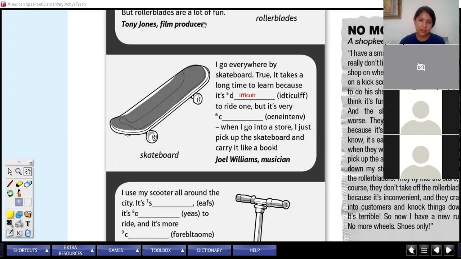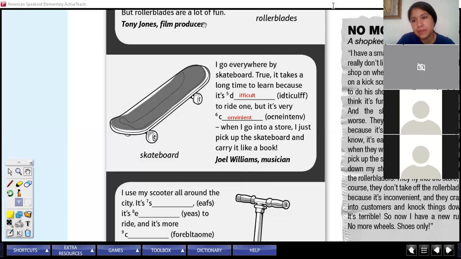Yeah. It's very what? The opposite of inconvenient? Convenient. It's very convenient. Finish reading it, Karima, please. Convenient. When I go into a store, I just pick up, así se dice, pick up the skateboard and carry it like a book.